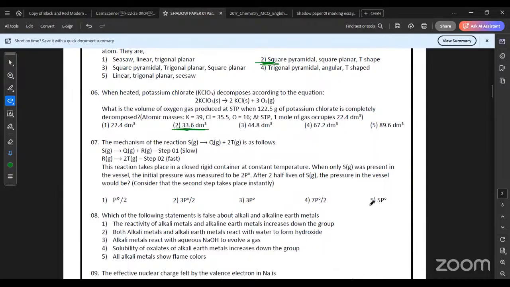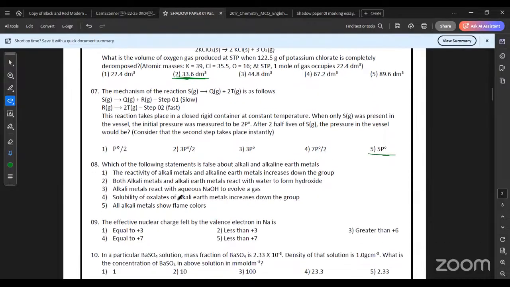Okay. Then people here, 5 P naught, answer number 5. Which of the following statements is false?